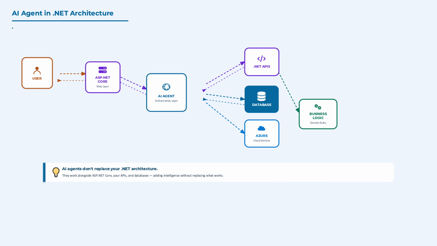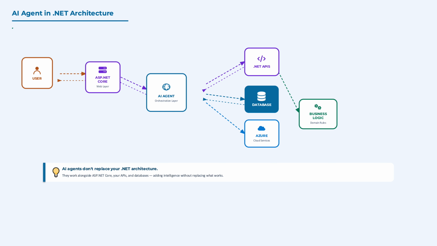The important thing is, you don't need to throw away your existing architecture. You still have your ASP.NET Core APIs, dependency injection, business services, authentication, authorization, databases, logging, monitoring. The AI agent becomes another component of your system.